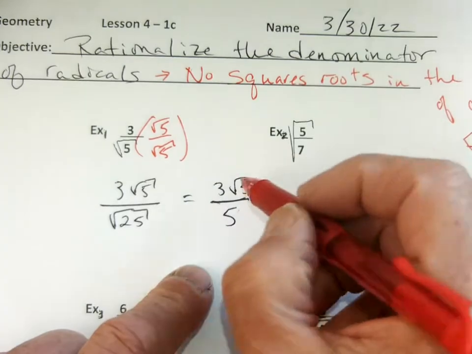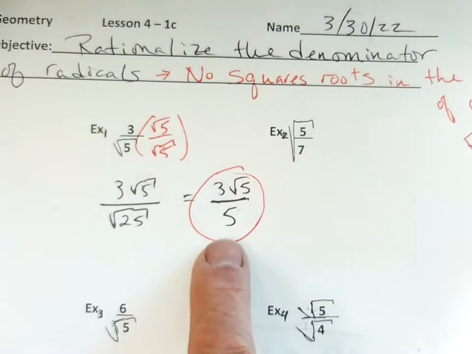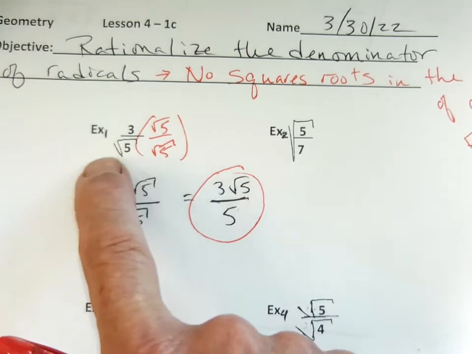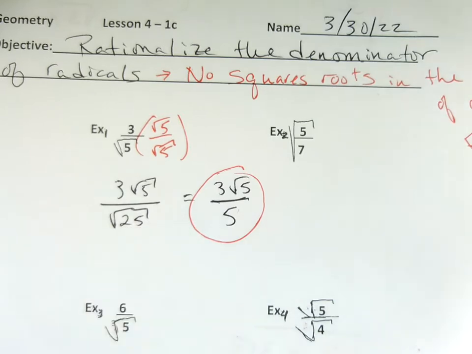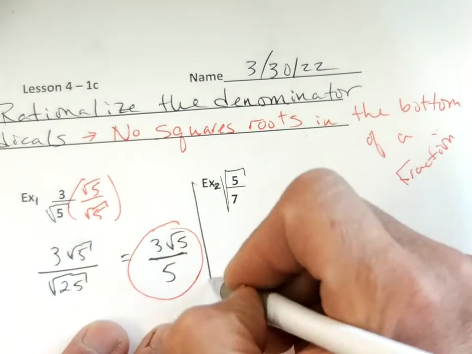You're done. So what do we do? Is there a square root in the bottom? No. How do we fix it? We multiplied it by itself to make a perfect square. All right, let's look at example 2. Hopefully example 2 will be easy, okay?